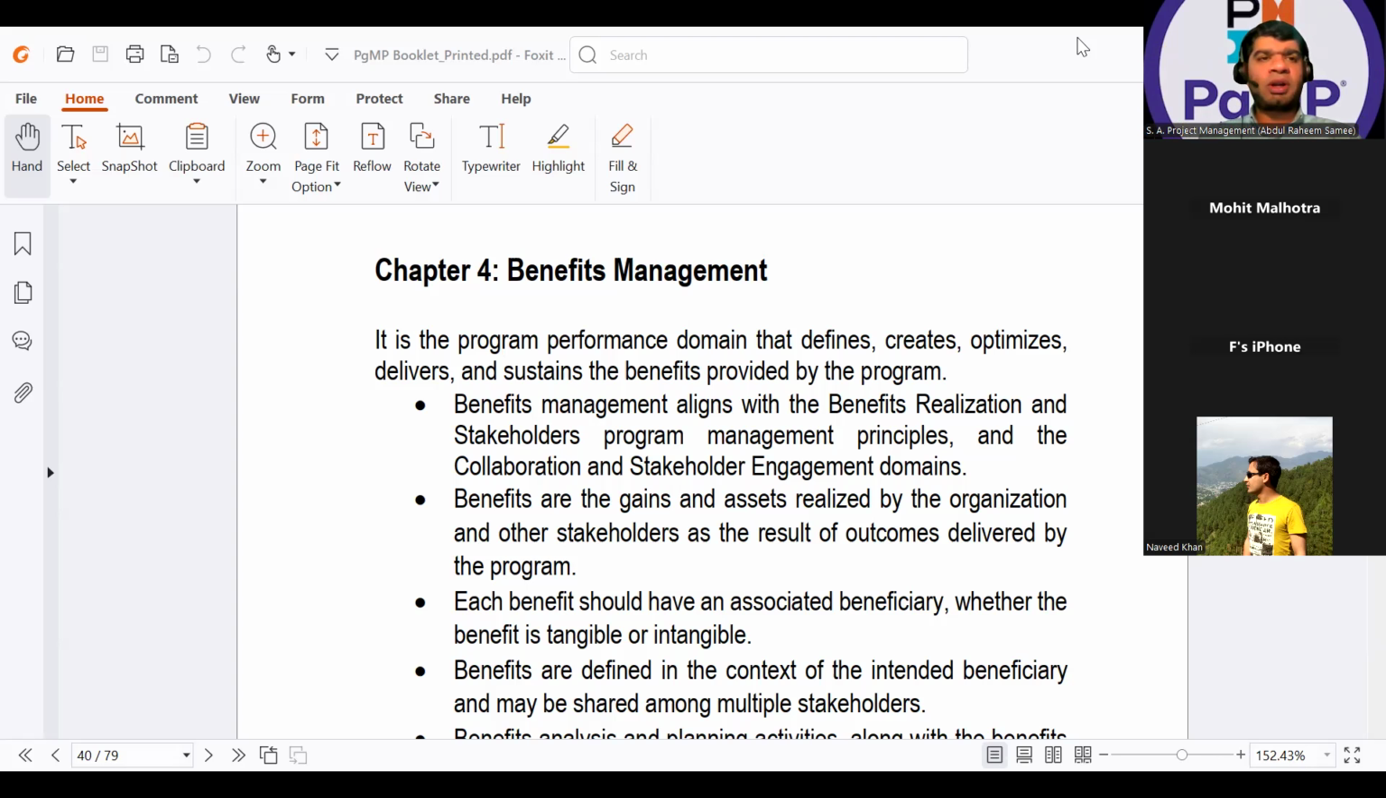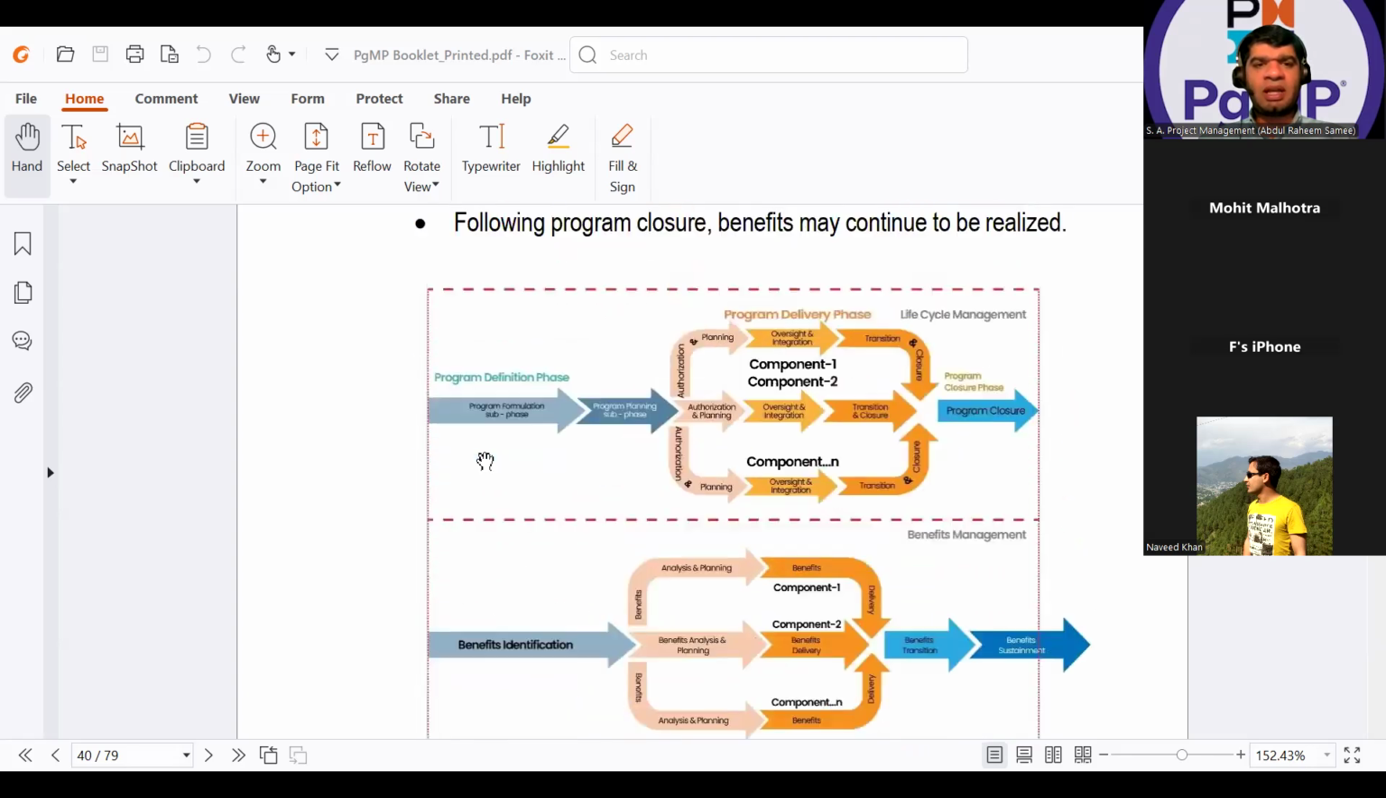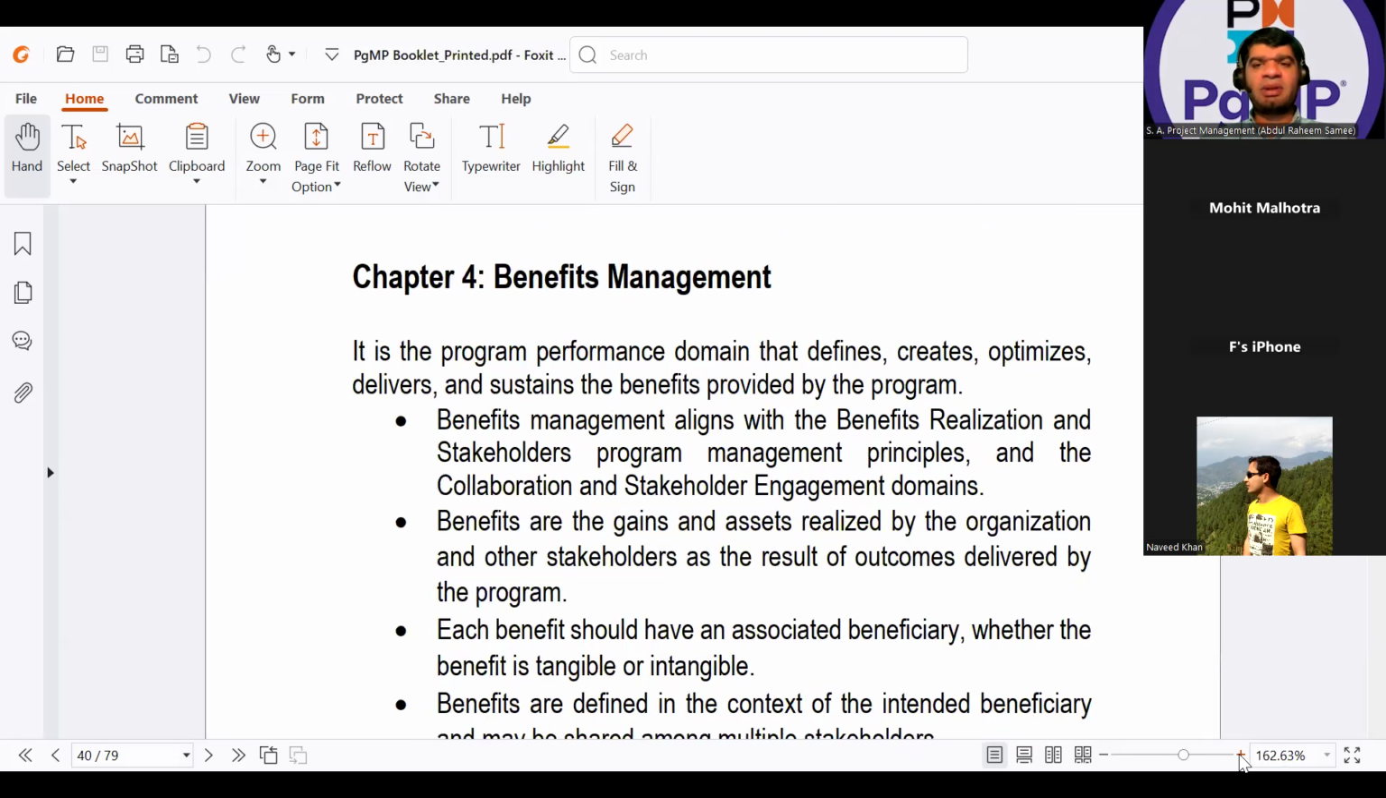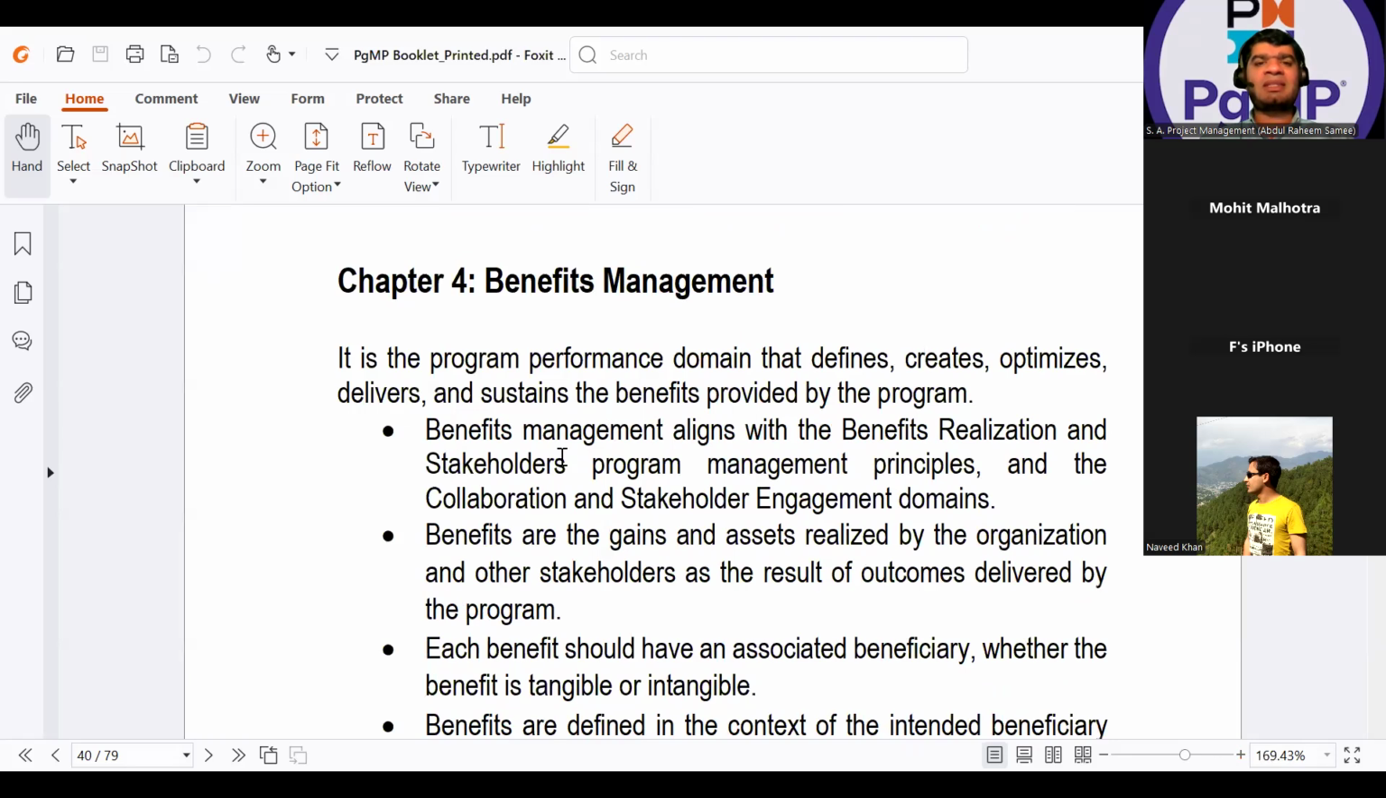But as we have progressed already from our life cycle domain, now with the passage of time, please try to integrate the concepts of life cycle, that is, when you are doing something with this benefits management strategic alignment domain, how you are doing the things in your program life cycle. So starting with the benefits management domain, this is page number 39 of our booklet. It is the program performance domain that defines, creates, optimizes, delivers and sustains the benefits provided by the program. It means the complete life cycle of the benefit will go through this benefits management domain.